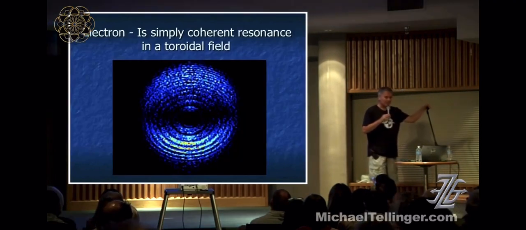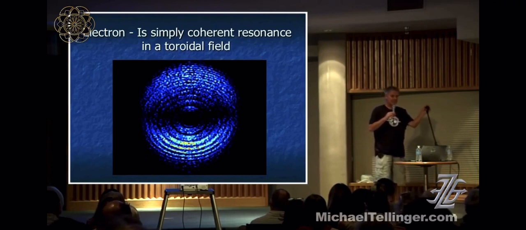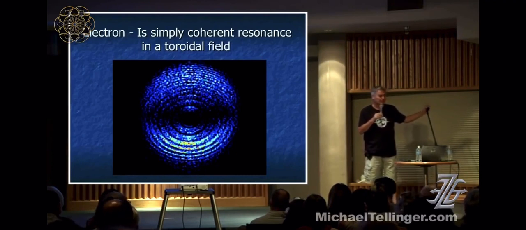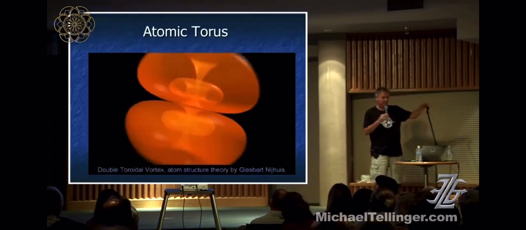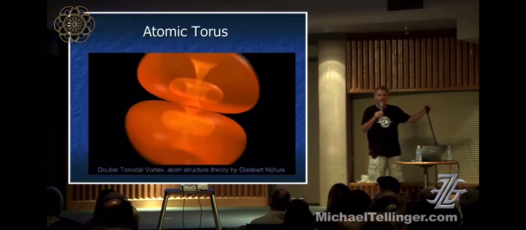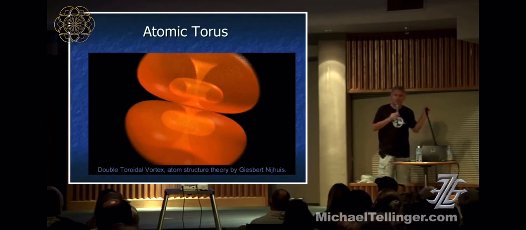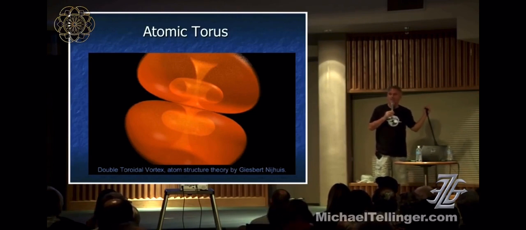An electron is simply a coherent resonance in a toroidal field. That's all it is. It's not a particle. It is a resonating toroidal field. The same with the atomic structure. The atom is a toroidal field. It's not the atomic structure that we've been shown by science throughout our schooling careers.